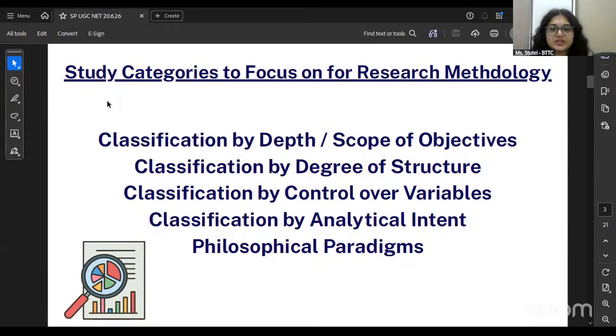Next is classification by degree of structure. Questions in this category generally compare structured and unstructured approaches. So, rather than remembering definitions of any particular term, I tried to focus on the level of flexibility in the research process. When you read a question, I suggest you ask, are the procedures fixed? Are the questions predetermined? Or maybe you could ask, can the researcher modify the process during data collection?